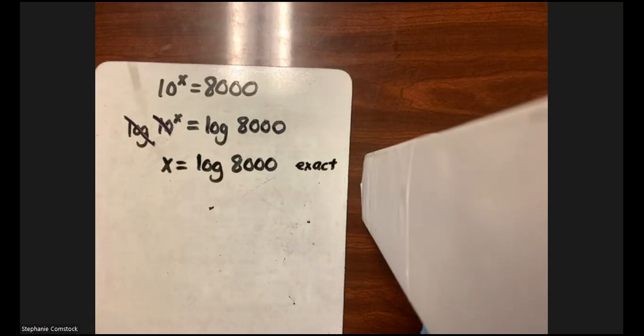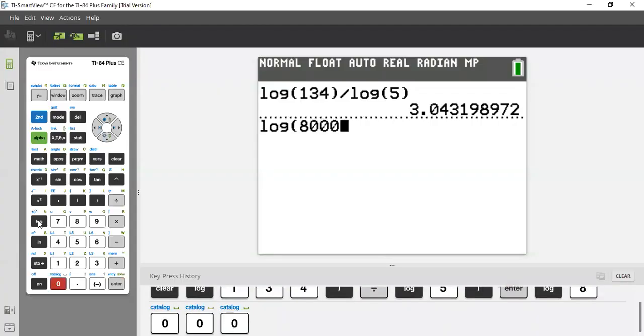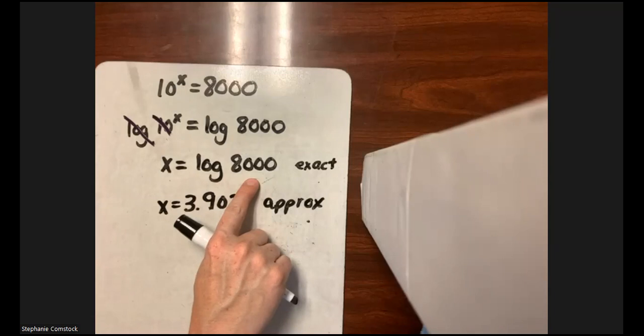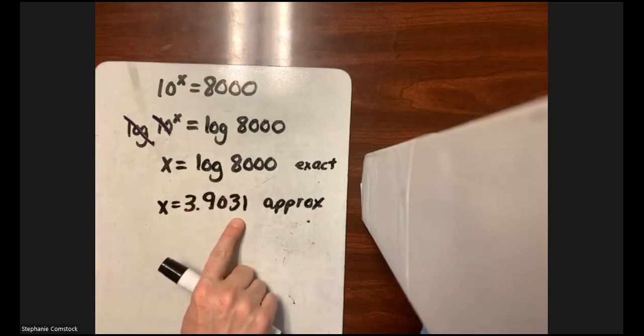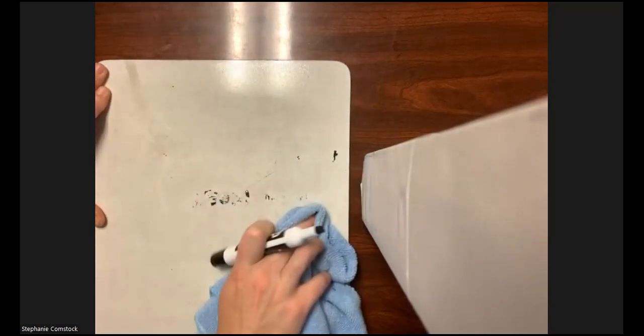I can then put that on a calculator and I can get x equals 3.9031. And that's going to be our approximate answer. Okay, so here was our exact where we left the word log in it. When I put it on a calculator and went to a decimal number, that is going to be our approximate answer. Now, I'm going to do the next one, which was an exponential equation.